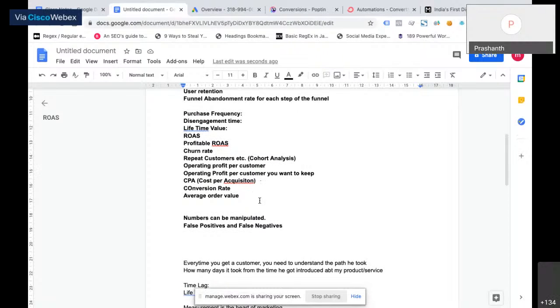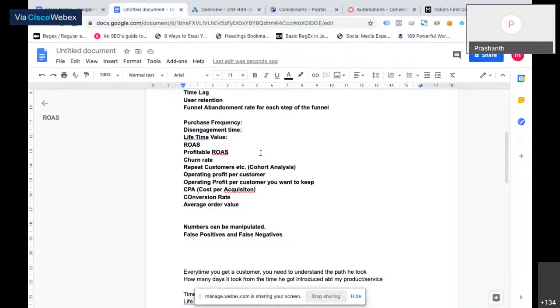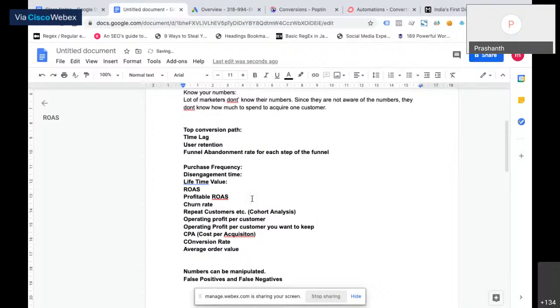ROAS means return on ad spend. Let me write it here. If you don't know how much you're spending, and on top of it the return you're getting after removing all the expenses in the form of labor, expenses in the form of direct cost. Okay, I'll write one more point here. Direct cost.